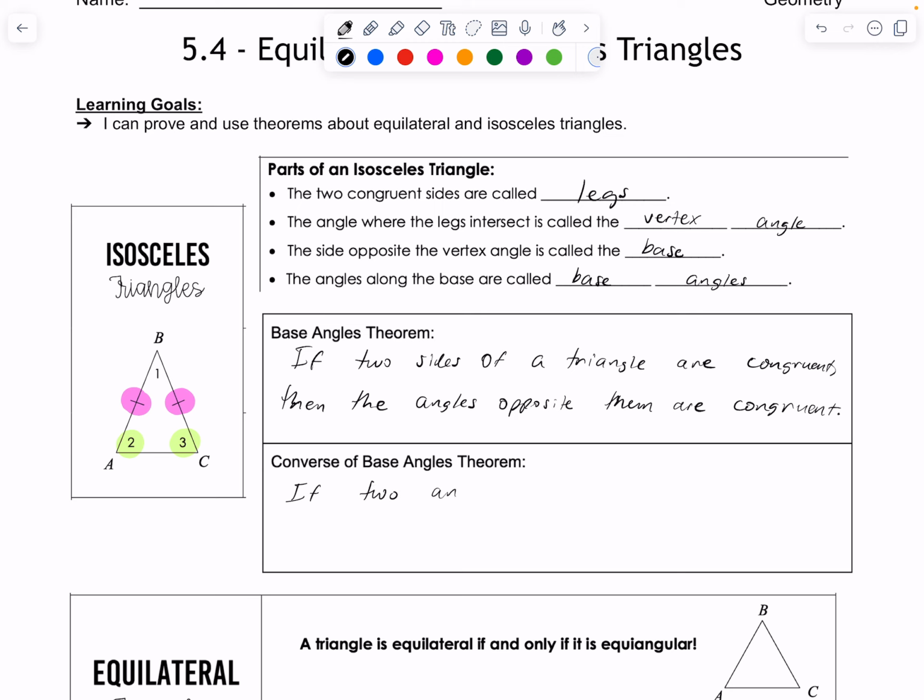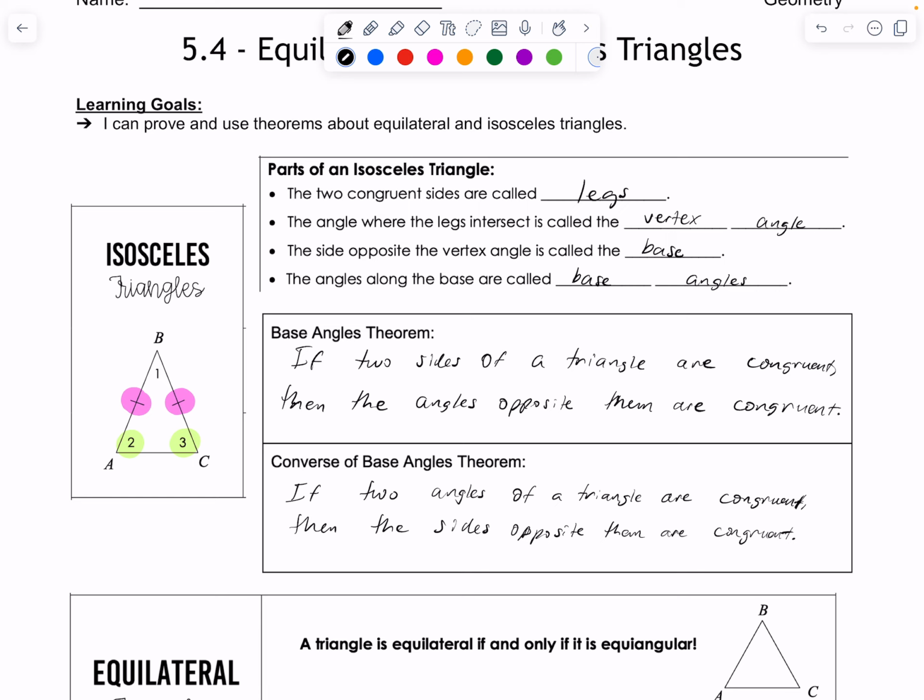two angles of a triangle are congruent, then the sides opposite them are congruent. All right, so again, we've done this for a lot of different theorems, right? Throw that word converse in there, you're just going to change the order.